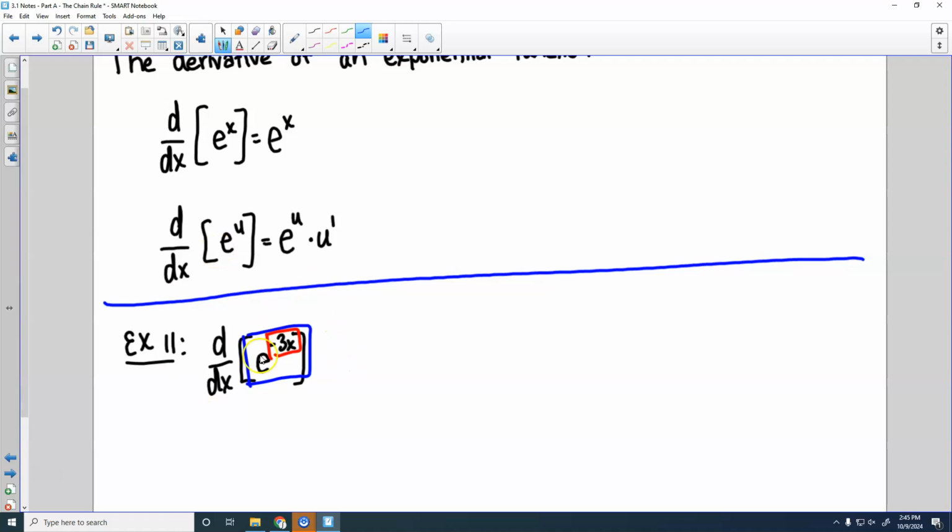Okay, so let's do this one real quick. Last one. The derivative of e to the negative 3x.